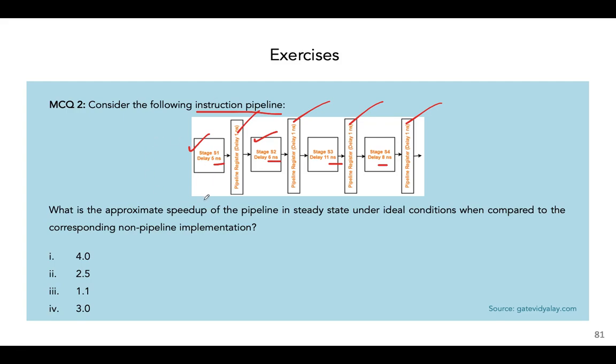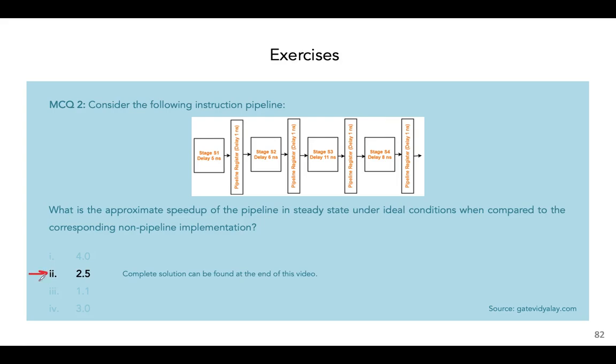Now, given this setup, what is the approximate speed up of the pipeline in steady state under ideal conditions when compared to the corresponding non-pipelined implementation? So long story short, what you have to find out is the speed up. And again, you're familiar with all the formulas for the speed up. Number of stages is given, all right. Delays of each of these stages plus the delay of the registers is given. So when you solve it, you'll find the answer to be this value. This is the approximate speed up, 2.5 times. Again, all the information you need on how to solve this has already been discussed. Complete solution can be found at the end of this video.